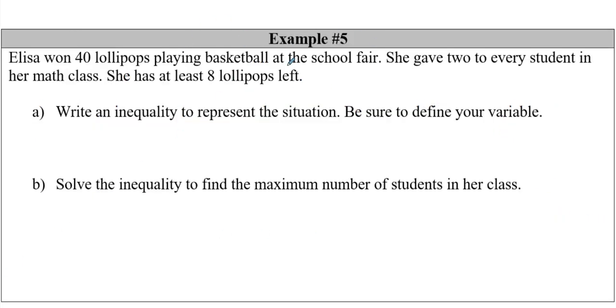All right, very good. Okay, now we have example number 5. So we want to ask ourselves, what is different with example number 5? All right, let's check this out. We got Elisa. She won 40 lollipops. Okay, that's pretty important. She gave 2 to every student in her math class. And then she has at least, look at that word least. That is going to indicate an inequality, my friends. What color can I use here? Let's use yellow. So she has at least 8 lollipops left.